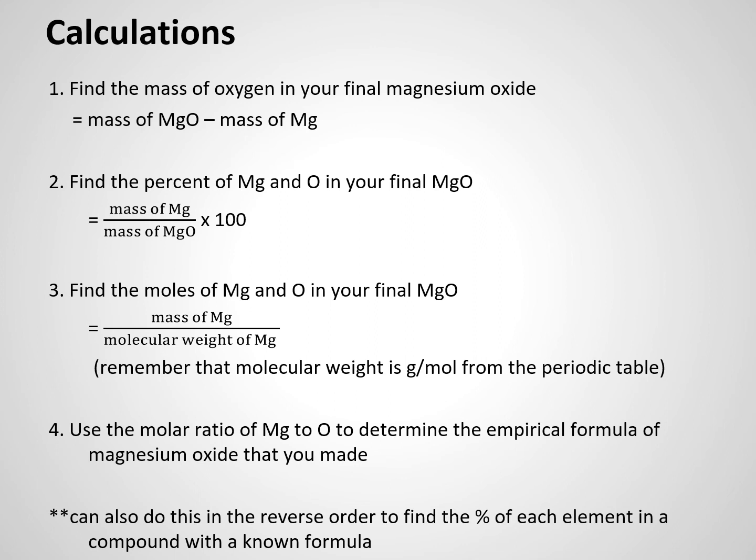And just a note, you can also do this in the reverse order. So if you have a compound that has a known formula to it, you can reverse this process and find the percent of each element in the compound. So if you know the formula, you can backtrack and say how many moles of each are in there, and then you can figure out how many grams of each are in there from the moles, and then the percentages from the grams. So just work it backwards to do that.